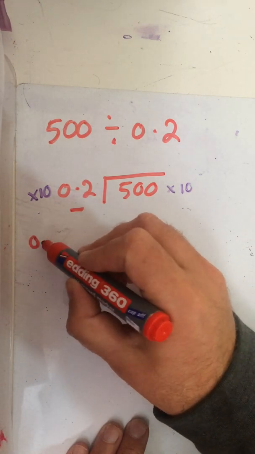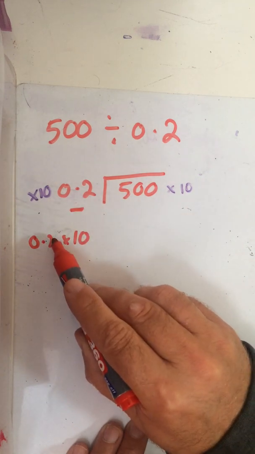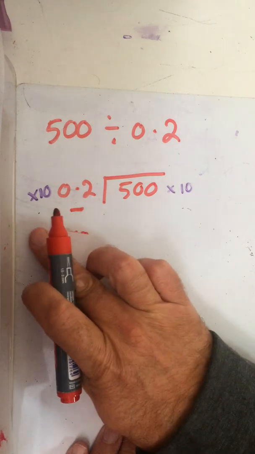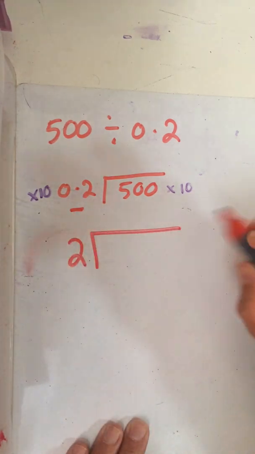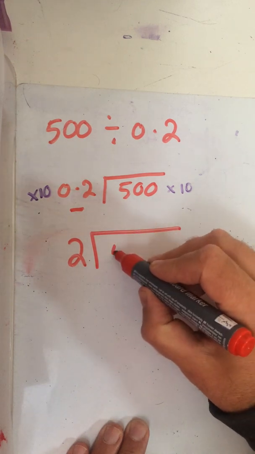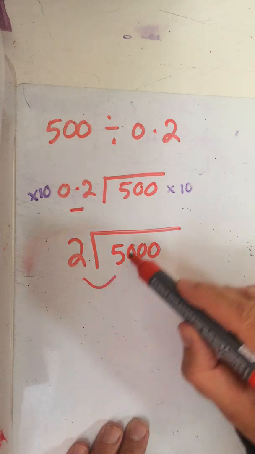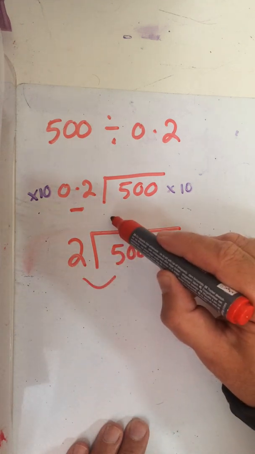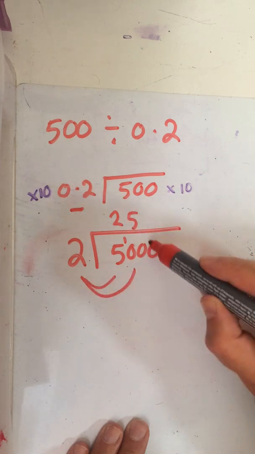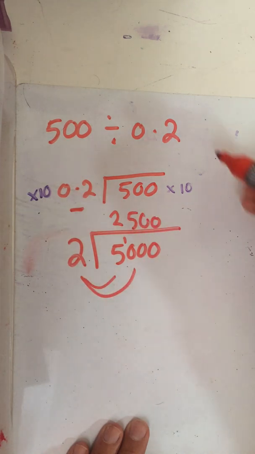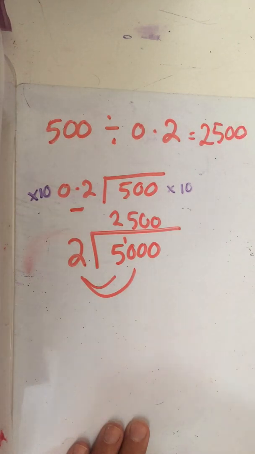Just remember, because I'm multiplying by 10, I move the numbers one place to the left. So that will give me a 2. Because I have to times the 500 by 10 as well, it becomes 5,000 divided by 2. Then I'll do my normal method. How many 2s in 5? 2, remainder 1. How many 2s in 10? 5. How many 2s in 0? 0. So your answer to that one is 2,500.